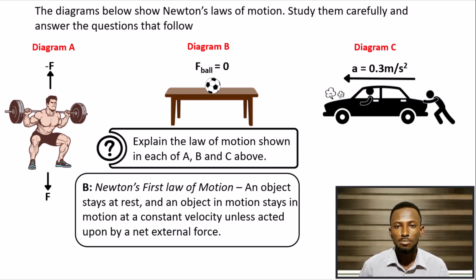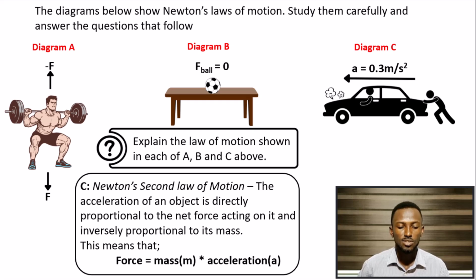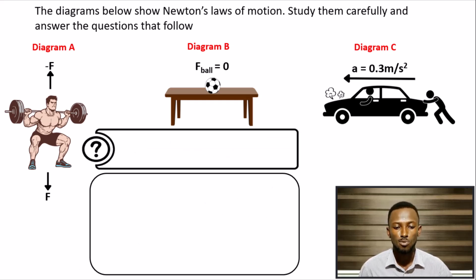Now for diagram C, the third diagram, that's Newton's second law of motion. The acceleration of an object is directly proportional to the net force acting on it and inversely proportional to its mass. It is from this law, Newton's second law of motion, that we got the formula for force, that is mass times acceleration. So this means that force is directly proportional to mass and at the same time directly proportional to acceleration. So the product of mass and acceleration gives us force. That's Newton's second law of motion.